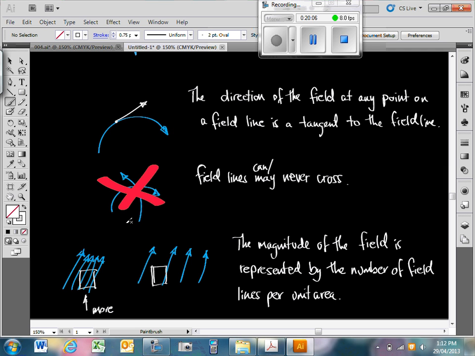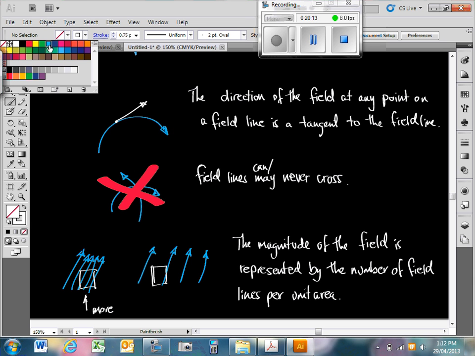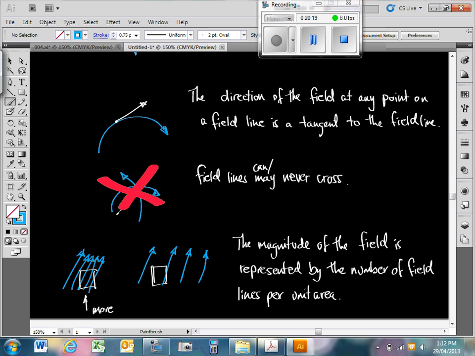What's the big red X here? They're really crossing over, aren't they? Even this, just a little bit. Can't. Field lines can or may never cross.